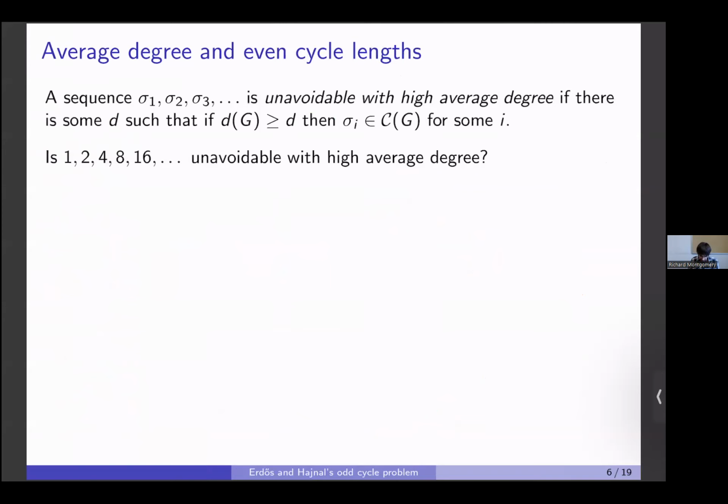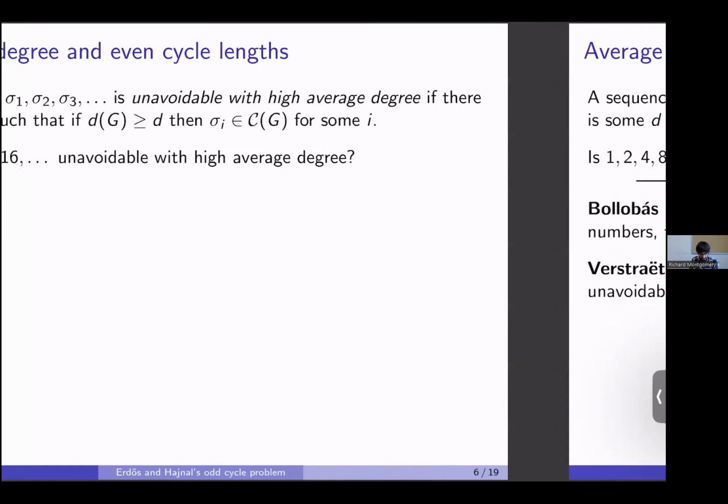So first, I'll give you a little more background on the average degree and the even cycle lengths, because there was some previous work on that. A quick definition: we'll say a sequence sigma 1, sigma 2, sigma 3 is unavoidable with high average degree if there's some D such that if we have average degree at least that D, then we must have one of those entries in the sequence as a cycle length in our graph. So in other words, my question on the previous slide is: are the powers of 2 unavoidable with high average degree? So what can we say?